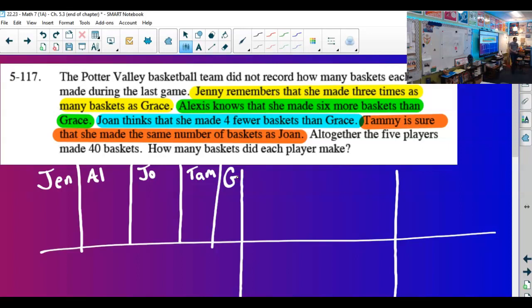Who does Jenny talk about? Who does Alexis talk about? Who's Joan talk about? So who do you think we should give the variable to? Grace. So let's make Grace G. So then what does that mean we should write down for Jenny? Take a moment on your own. Try to figure out what we would write down for Jenny relating her to Grace. Same with Alexis. How do we relate her to G? Take a moment.